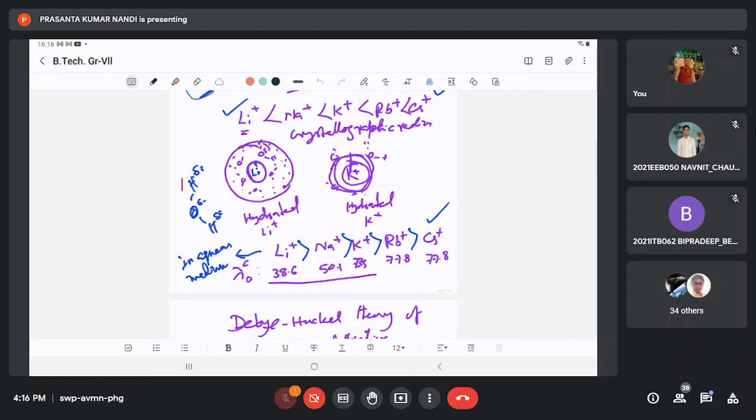So mobility, naturally, mobility of cesium ion will be highest, and the corresponding molar ionic conductance will also increase in the same order, that is lithium to sodium to potassium. Because hydrated lithium ions will be larger in size and also heavier. That's why its mobility is least as well as its equivalent conductance, which will also be least.